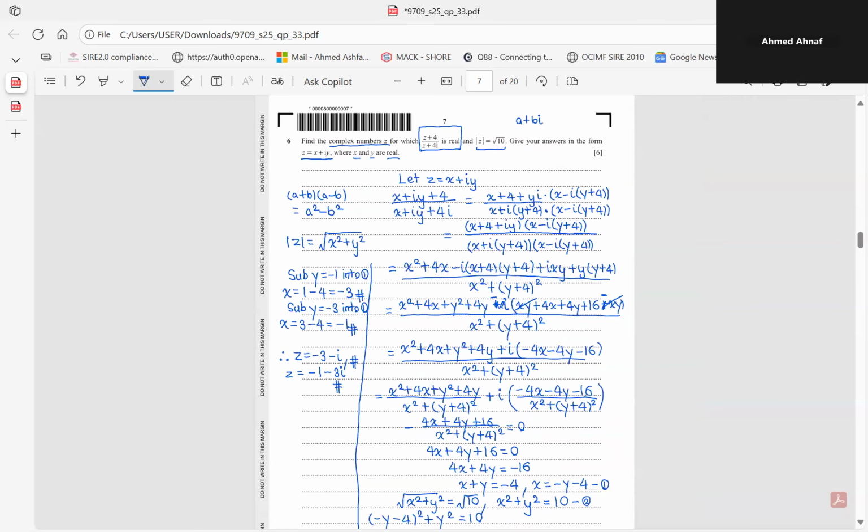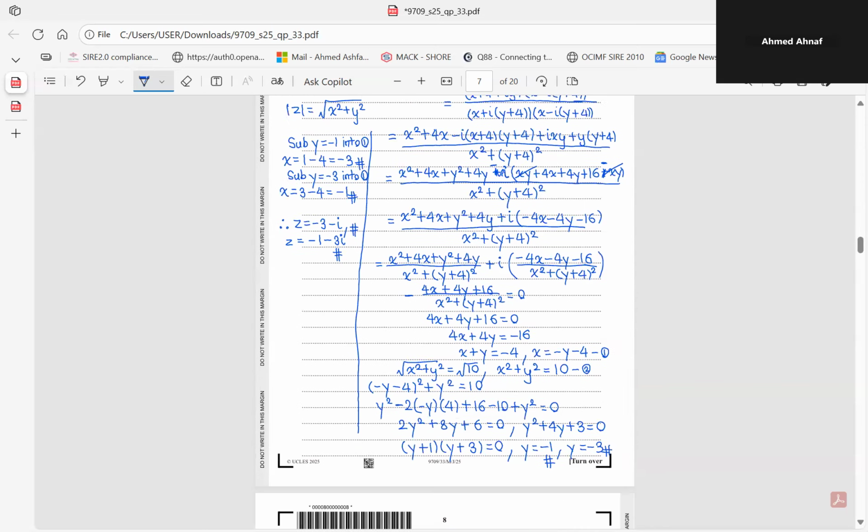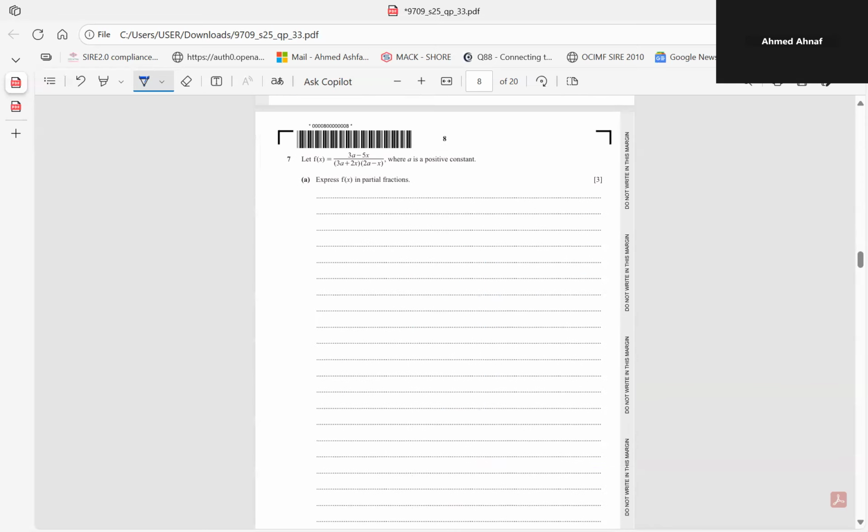And if you want to check whether your answers are correct, you can just substitute these complex numbers back into this equation and see if you get a real answer by using the complex mode in your calculator. And you can check whether the modulus is correct by typing in the modulus into the calculator and see if you get square root 10. So with that, let's head on to the next question.